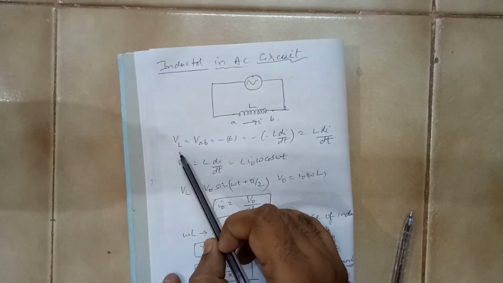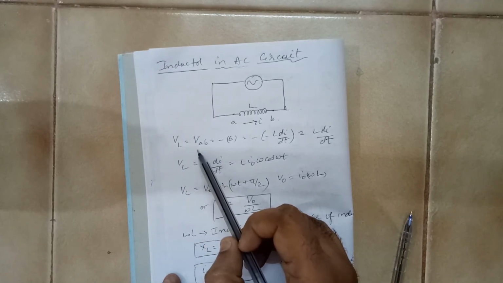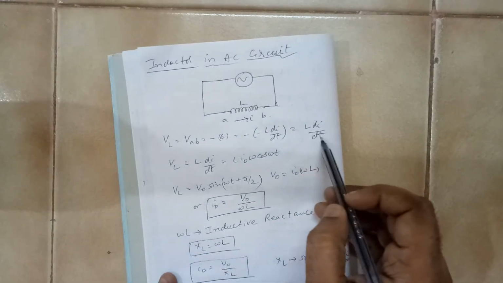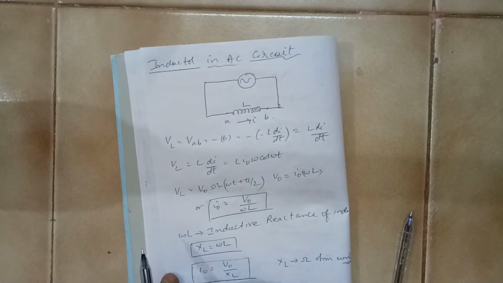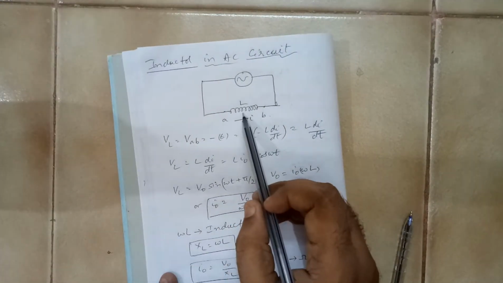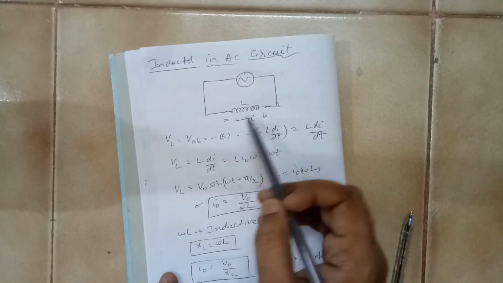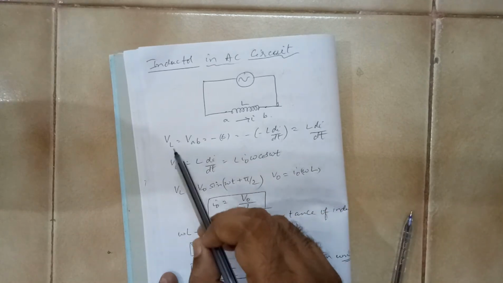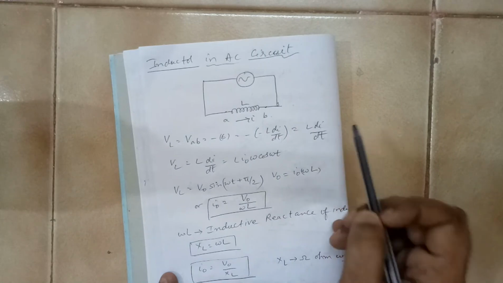So VL across the inductor will be equal to, we know that across the inductor, what is the potential drop? It is L di by dt. Basically this solenoid will have its own induced EMF, and it will try to oppose the motion. If you write with the directions, this EMF will be minus L di by dt, and our voltage drop will be opposite to that direction, so it will be minus of minus L di by dt. So VL, voltage drop across the inductor, is L di by dt.